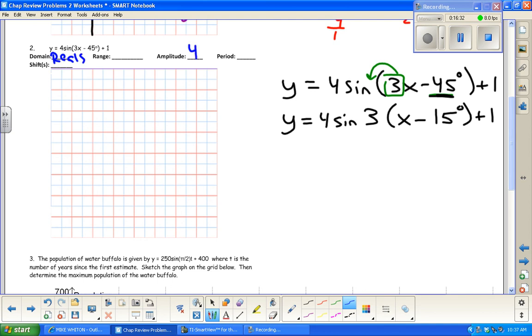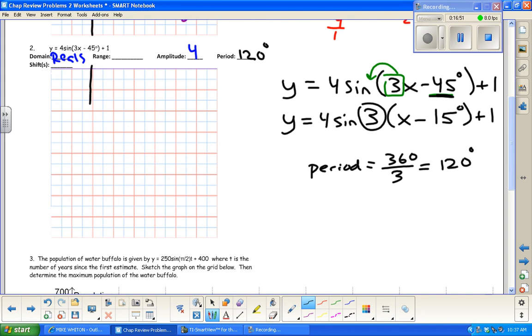Amplitude we can see is the 4 at the beginning. Now the period, again, this one's degrees, so 360 divided by this 3, the b value, so the period's 120. Okay, so let's get our graph set up. So 120 degrees there. This one's a lot easier with degrees. You divide that by 4, you get a nice whole number, 30 degrees. So each little chunk will be 30.